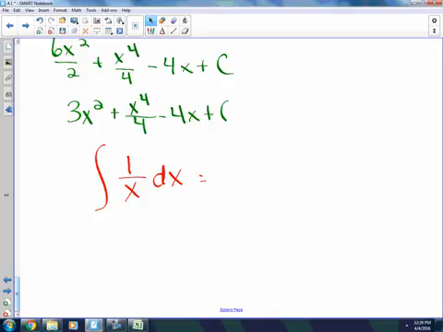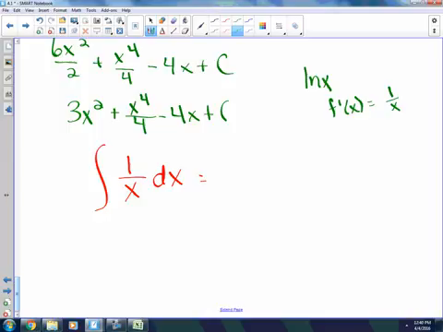Do you remember what we derived and got 1 over x as our derivative? You're on the right track. Natural log. Remember way back when you had the natural log of x, the derivative of that was 1 over x. So now we have the derivative. It goes backwards to the natural log of x plus c.